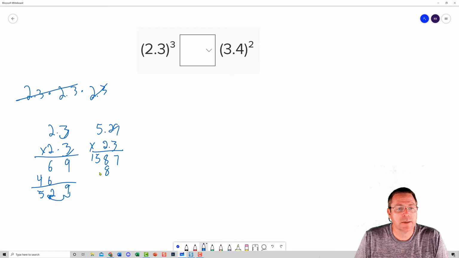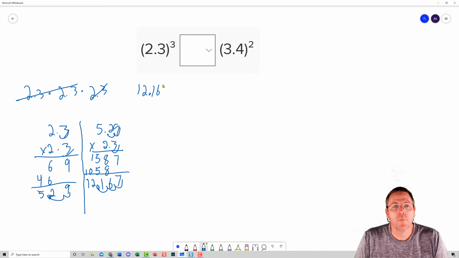2 times 9 is 18. 2 times 2 is 4, plus 1 is 5. And then 2 times 5, that is going to be equal to 10. We're going to add those values up. 7, 16, 11, 2, and 1. 1, 2, 3, 1, 2, 3. So that means the value I have on the left is going to be 12 and 167 thousandths.